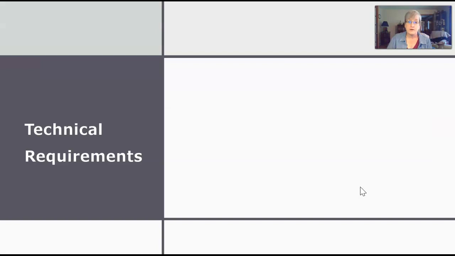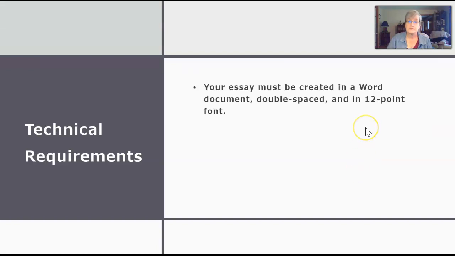The technical requirements: your essay needs to be in a Word document. I know some of you are more comfortable working with, say, Google Docs or something like that, but Google Docs is notoriously bad at maintaining formatting when you've uploaded a document through D2L. Don't ask me why, I have no idea.